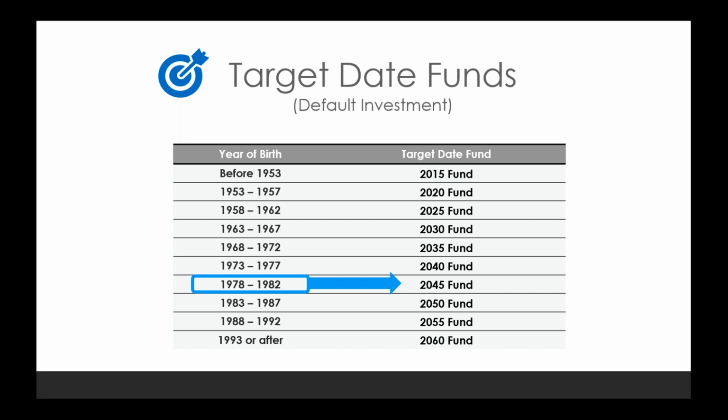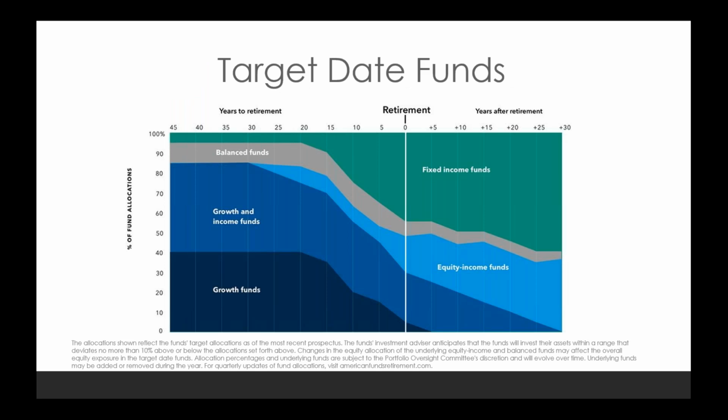As we can see, they would be defaulted into the 2045 target date fund, as this is the year they would be turning age 65, likely very close to, if not already, retired. As mentioned before, these funds gradually get more conservative as you approach the target retirement year.